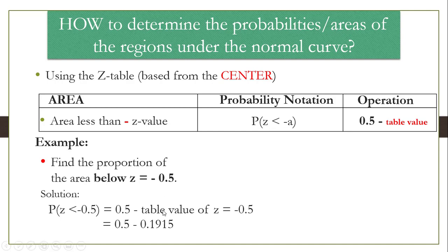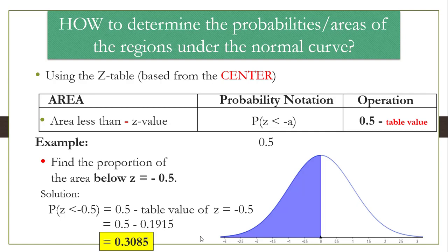As we use the z table, we will get that the corresponding value of z equal to negative 0.5 would be 0.1915. So, in that case, we subtract 0.5 minus 0.1915, and then we get 0.3085. So, to illustrate that one, it would look like this.